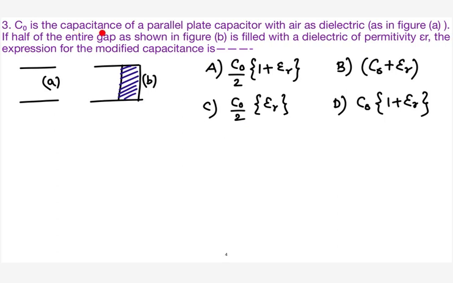So this C naught is the capacitance of a parallel plate capacitor with air as the dielectric medium, as shown in the figure. In this case, the equivalent capacitance is given as C naught. If half of the entire area, as shown in the figure, is filled with a dielectric of relative permittivity epsilon R, then find the modified expression. In figure A, the dielectric is purely free space, whereas in figure B, exactly half is filled. That means the area gets divided here. So half of the medium is free space and the other half is a dielectric medium. So what will be the modified capacitance?